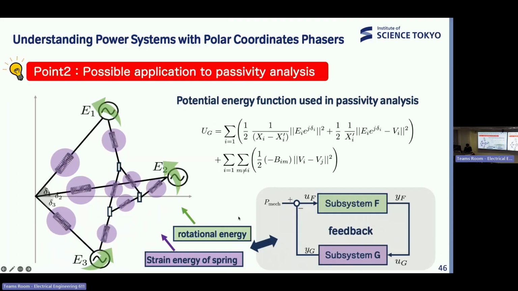So this provides a direct visual representation of the system's energy landscape. So in the passivity terms, we divided the system into two subsystems. Subsystem F is the swing dynamics, and subsystem G is the electromagnetic subsystem dynamics. So each energy function of the subsystems corresponds to the rotational energy and strain energy of springs.